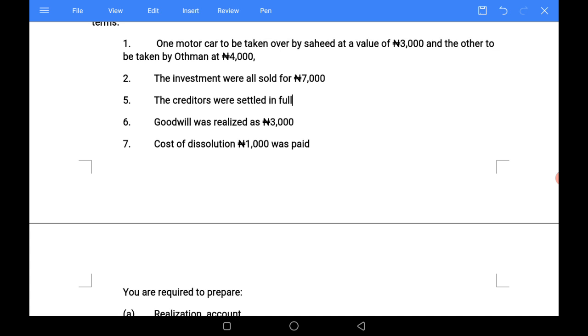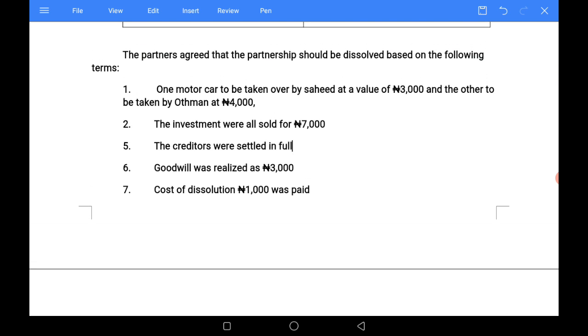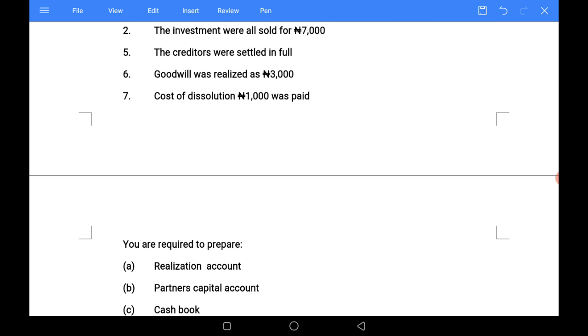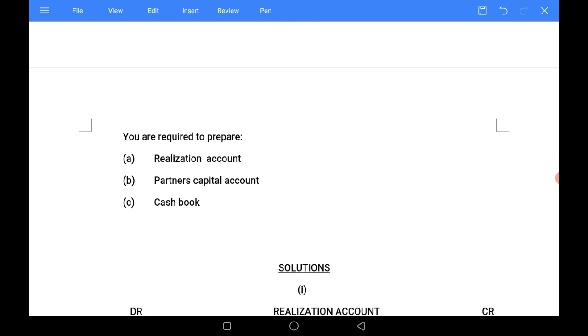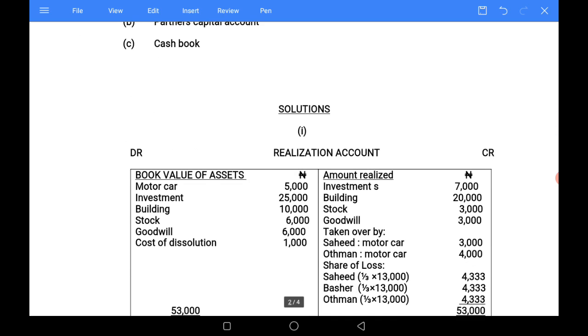The motor car to be taken over by Saeed at a value of 3,000 naira and the other to be taken by Othman at 4,000 naira. So one motor car is to be taken by Saeed for 3,000 naira and the other motor car was to be taken by Othman for 4,000 naira. The investment were all sold for 7,000 naira. The creditors were settled in full. Goodwill was realized as 3,000 naira, while the cost of dissolution was 1,000 naira and was paid. You are required to prepare realization account, partners' capital account, as well as the cash book.